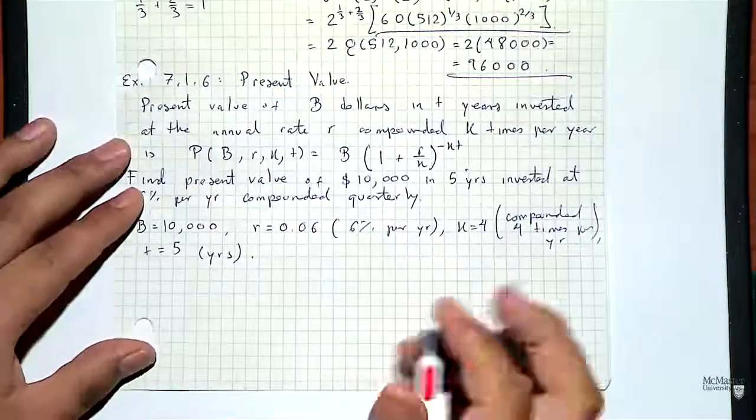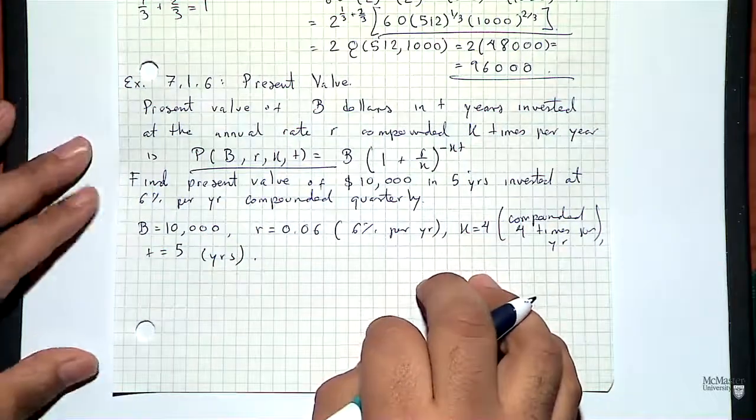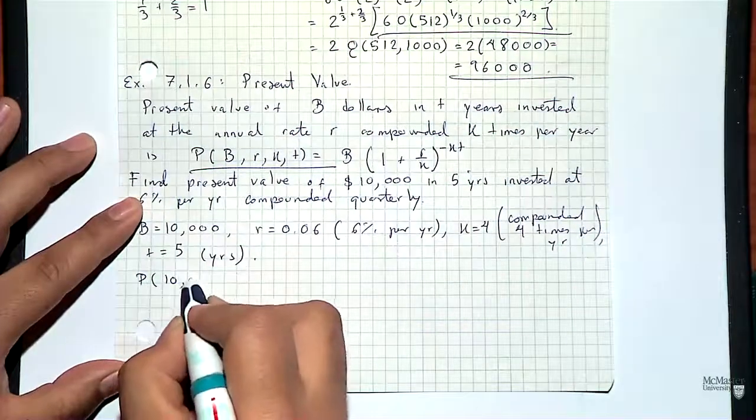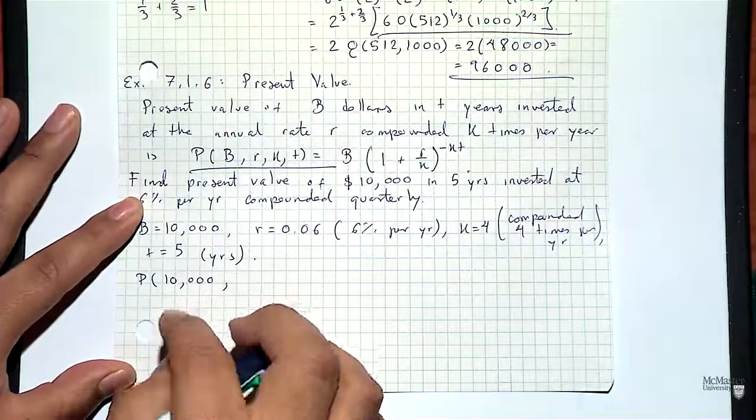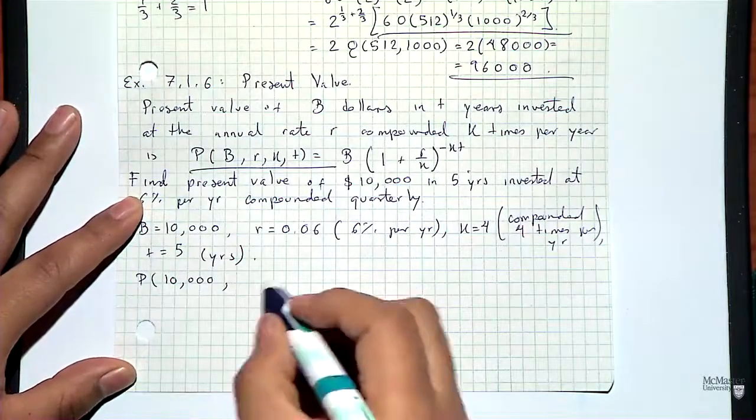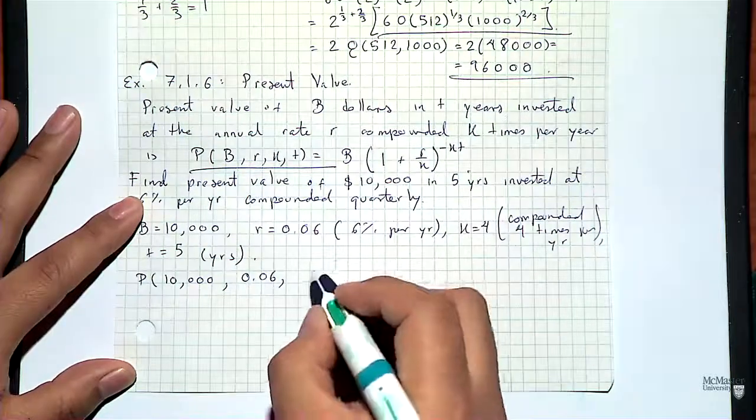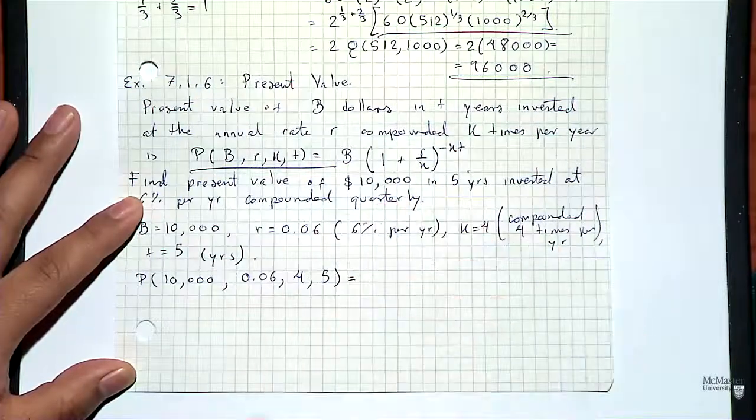So, okay, part 1, part B. Use the formula or the function. So P of B, which is 10,000. Don't confuse the commas of the number with the commas of the function input. So R is 0.06. Then K is equal to 4. And T is equal to 5. And you plug in each of the parts, right?